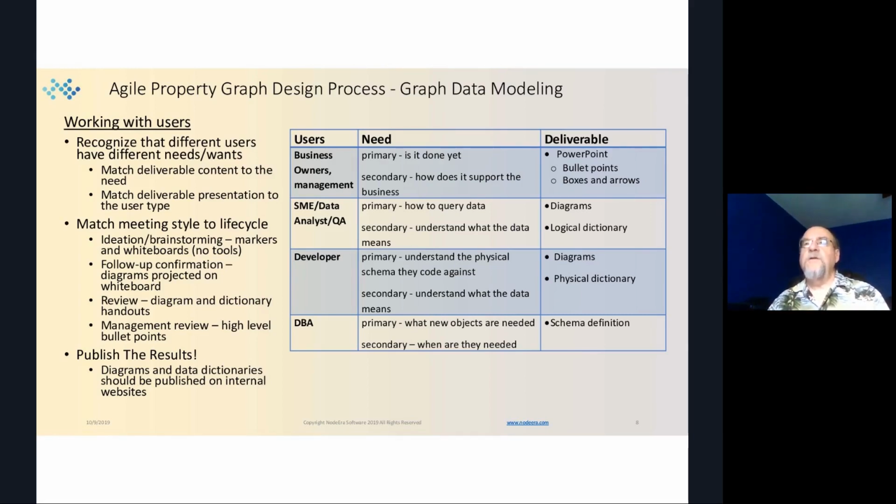Now, the other thing to pull from here is you're going to do this using a lot of meetings. And so there's a meeting style and a style of how you use tools in these meetings. And you really need to match that to the life cycle. So your initial meeting, you're just doing ideas, brainstorming. That's when you want to use markers on a whiteboard. And really a paper and pencil or a marker approach works best.